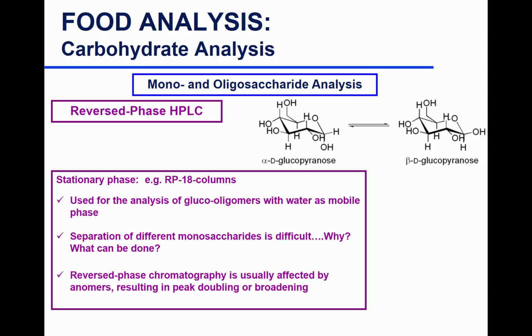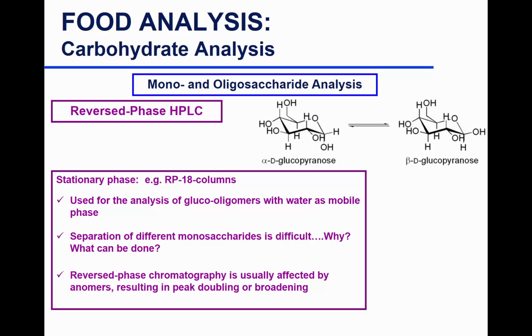The way they do it, what can be done is basically adding salt. You can add salt to your mobile phase, make your mobile phase less polar. So then your sugars will tend to be retained a little bit longer on the column and not go out with your mobile phase.